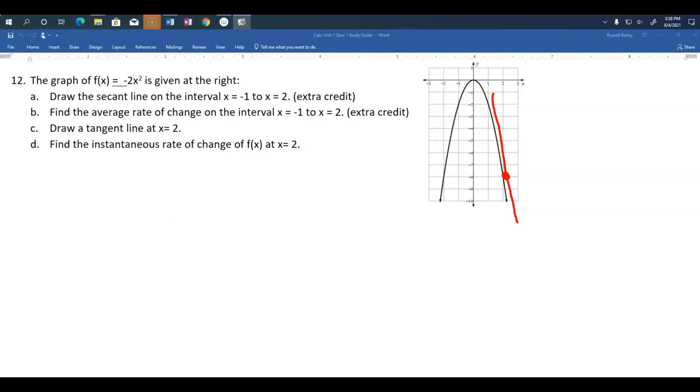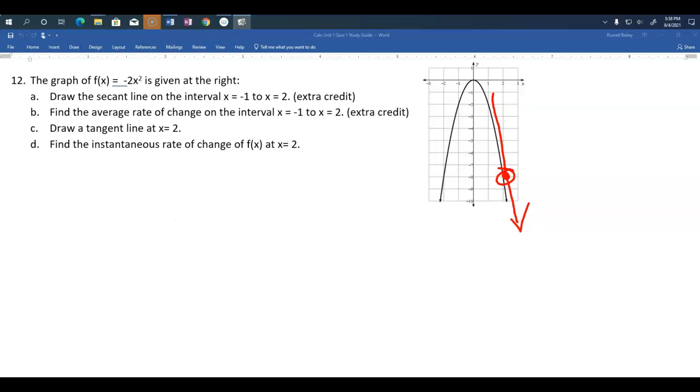Now, when I'm grading these, I want to make sure that it's hitting the graph at x equals 2, and it should also be going in the correct direction, and it should really only be grazing the graph at that point, okay? So let's go ahead and move on to the last one.